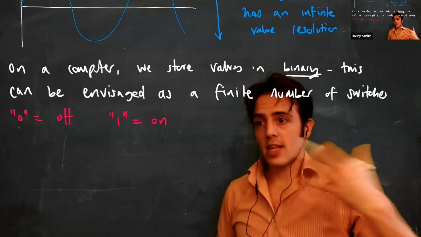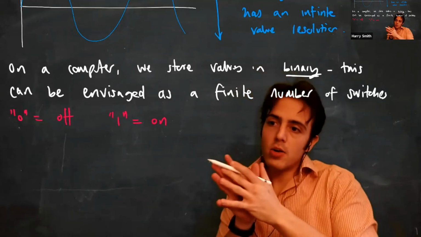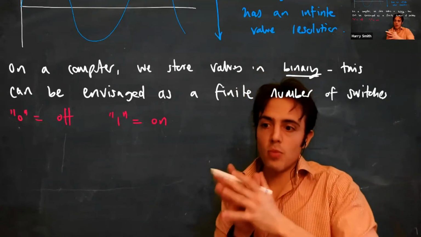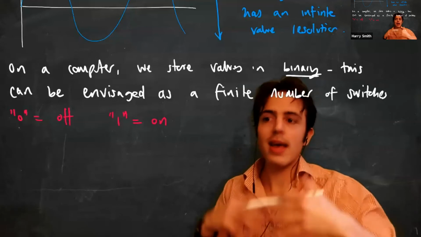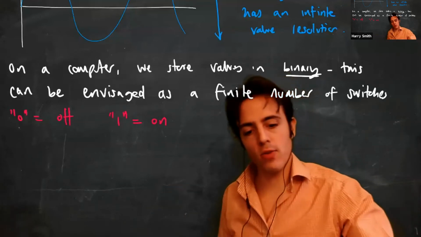So what does this mean? This means that the number of switches that we have determines how many values we can store.